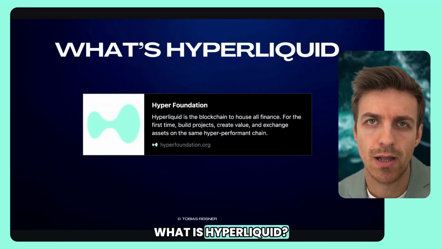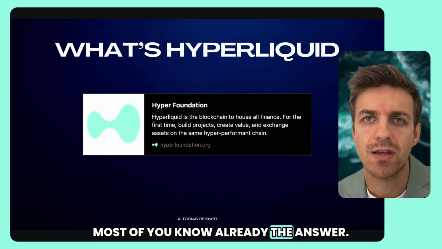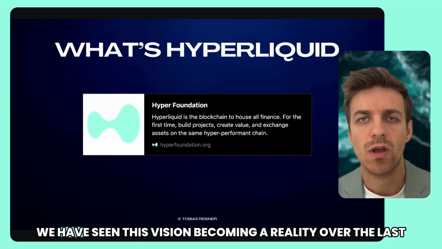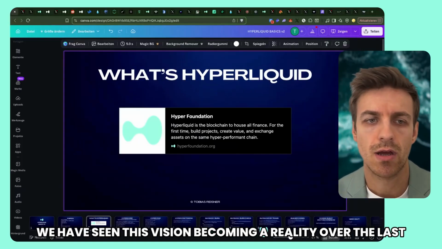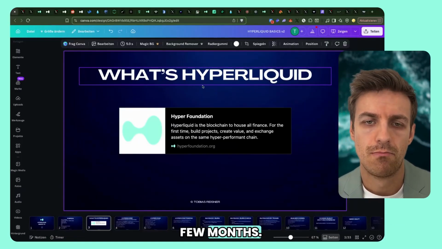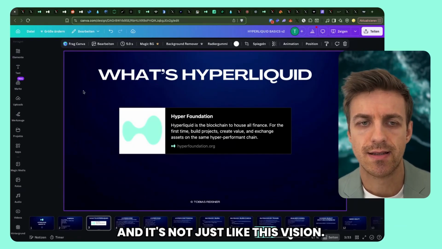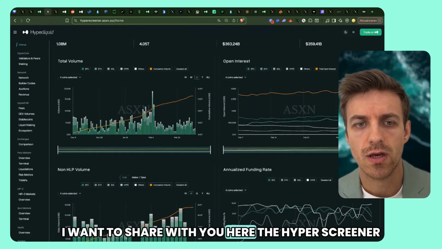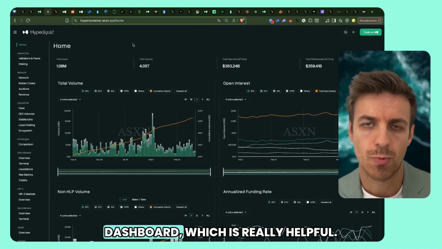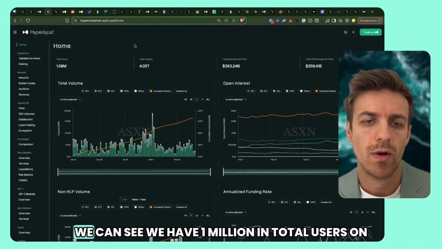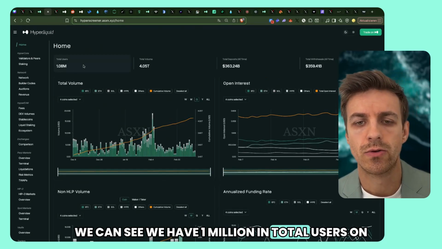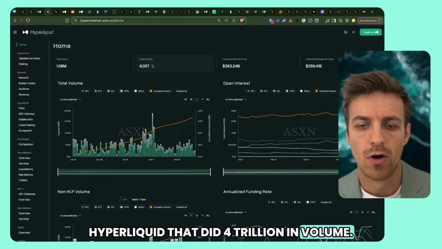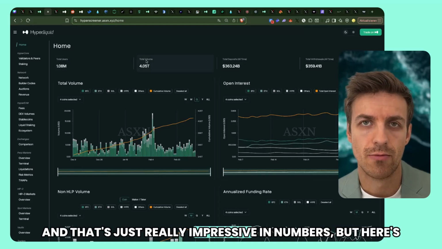What is Hyperliquid? Most of you know already the answer. Hyperliquid is the blockchain to house all finance. We have seen this vision becoming a reality over the last few months. And it's not just a vision, we see it clearly in the numbers. I want to share with you here the Hyper Screener dashboard, which is really helpful. We can see we have 1 million in total users on Hyperliquid. That did 4 trillion in volume, and that's just really impressive in numbers.